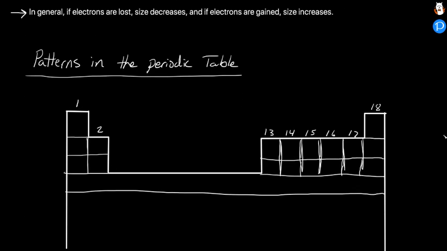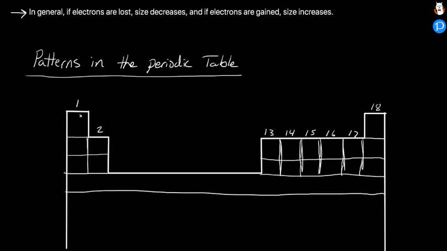So we saw that with atomic radius, as I move this way across a period, size decreases. And as I move down this way, size increases. Let's think about it in terms of ions, though. Well, first let's take a step back and think about what's happening with the charge.